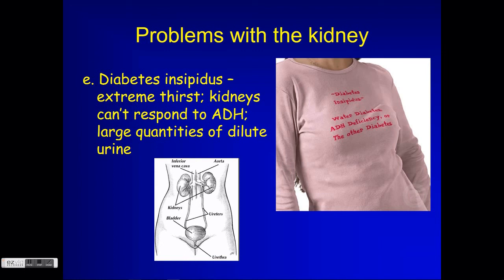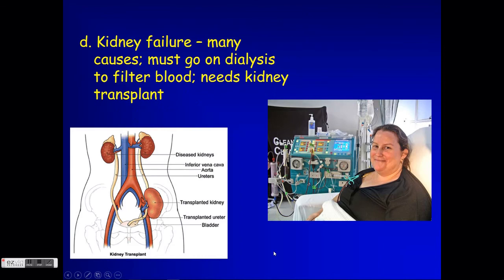And two more problems to deal with. One is diabetes insipidus. This is a type of diabetes that involves extreme thirst. What's happening here is the body's consuming large amounts of water, but because the kidneys can't respond to ADH, your body can't reabsorb all that water that you've been consuming, and you continue to pee it out. And so this involves large quantities of dilute urine, diabetes insipidus.